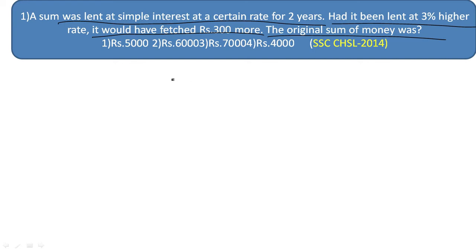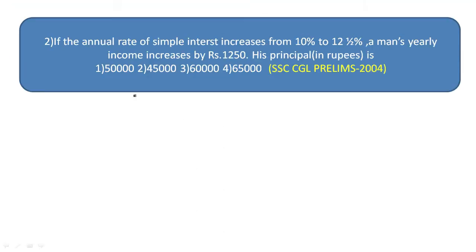So 3% into 2 years, rate of interest into number of years, is 6%. What value have they given? 300 rupees, equal to 300. So principal is always 100%. So 100% is equal to how much? 6% is 300, and 100% is 5000. And this is the first option. I hope you liked it.